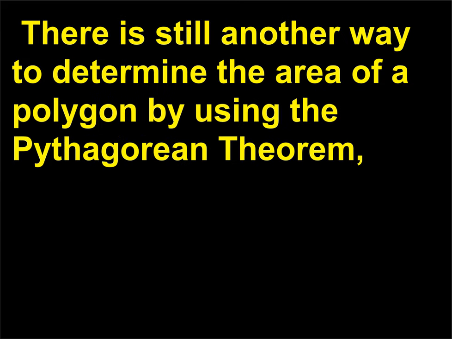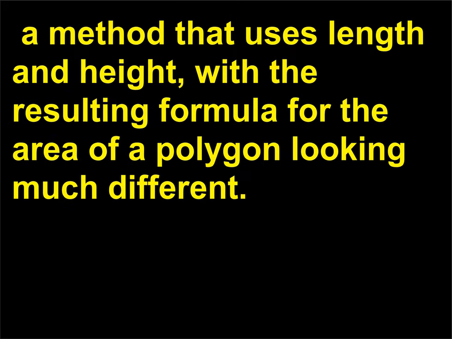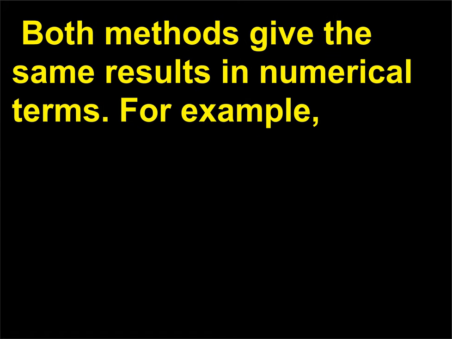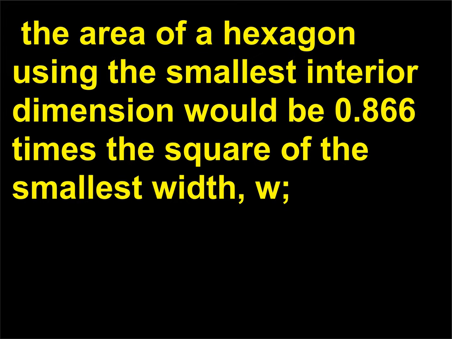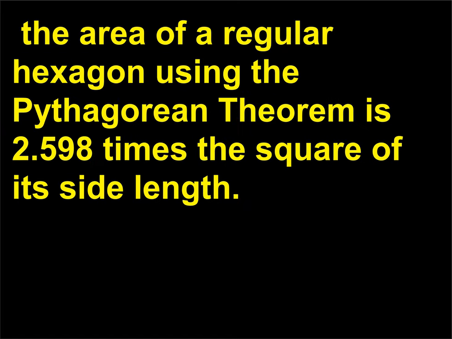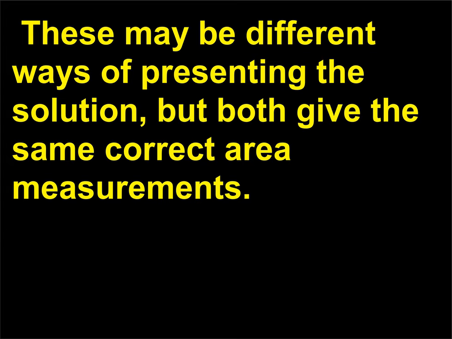There is still another way to determine the area of a polygon by using the Pythagorean theorem, a method that uses length and height, with the resulting formula for the area of a polygon looking much different. Both methods give the same results in numerical terms. For example, the area of a hexagon using the smallest interior dimension would be 0.866 times the square of the smallest width, W. The area of a regular hexagon using the Pythagorean theorem is 2.598 times the square of its side length. These may be different ways of presenting the solution, but both give the same correct area measurements.